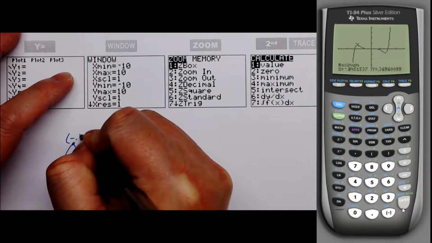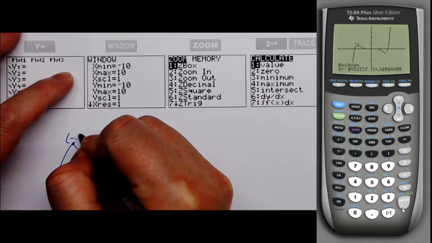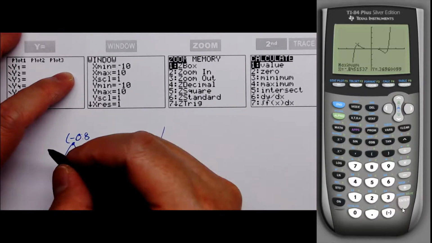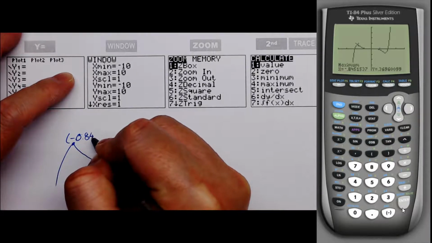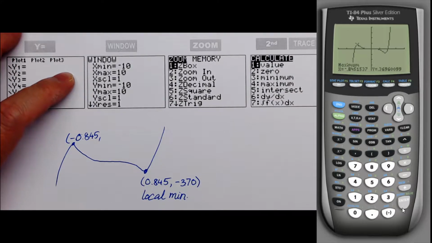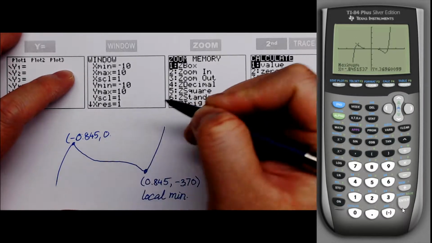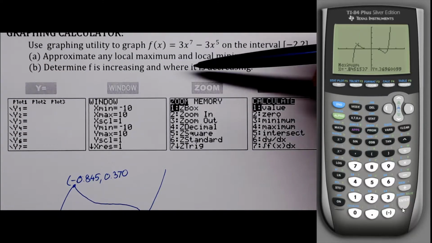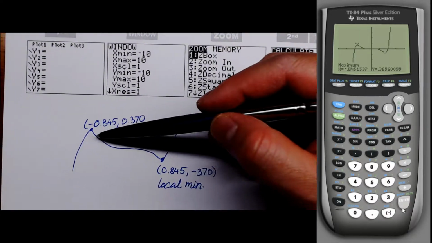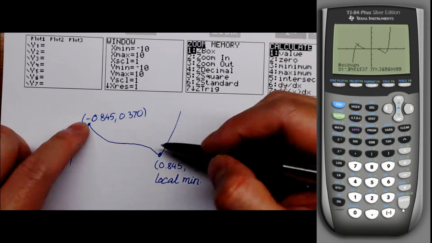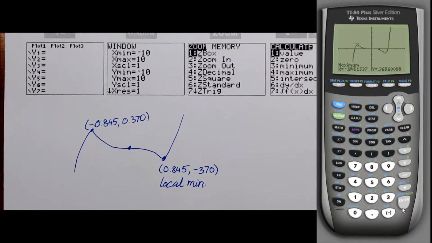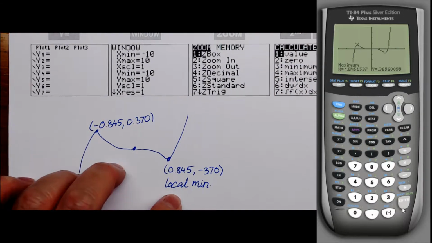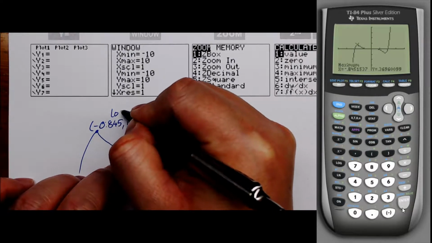negative 0.845, and the y value is 0.3696. So let's say 0.370. We can easily see that this is an odd function, so we have the symmetry on the origin. Right. So local mean here, and this is local max.